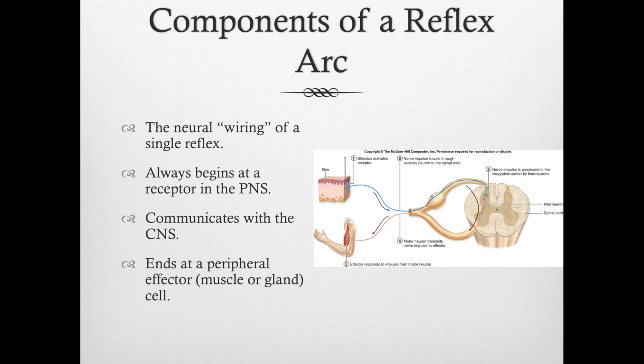Now, maybe it's just spinal cord level here. Maybe it goes all the way to the brain, but either way, it's still going to the central nervous system. Now, a motor neuron is going to carry the response out to the peripheral effector, and this is essentially the end of the actual reflex arc, the muscle or gland at the end of the arc.